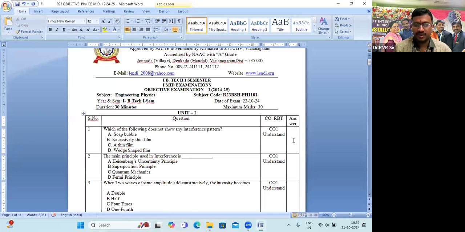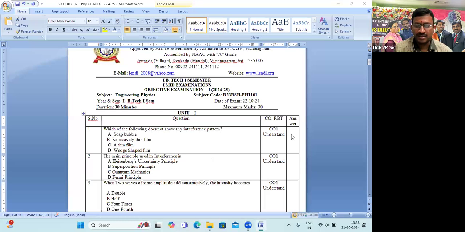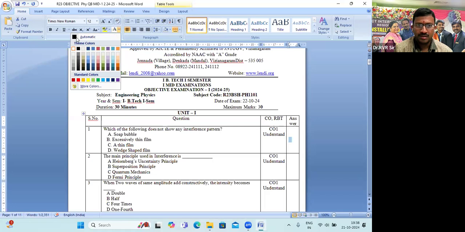you can expect the answer, interference pattern. The right answer is, just you can expect the answer, B. That is exclusively thin film.